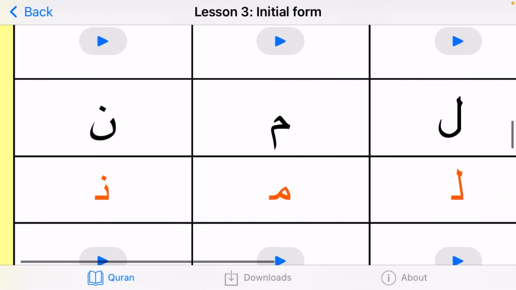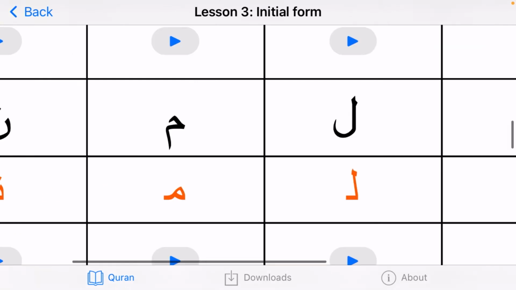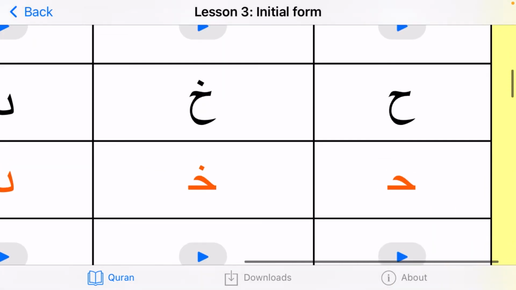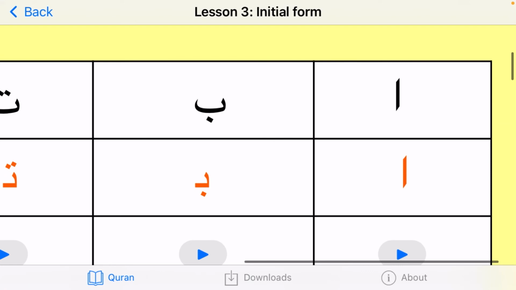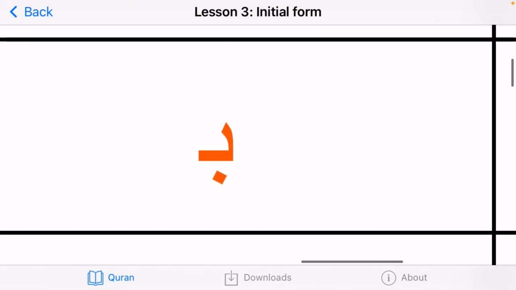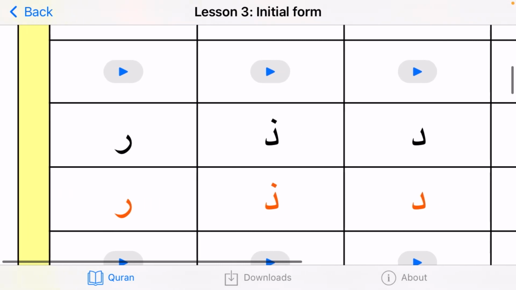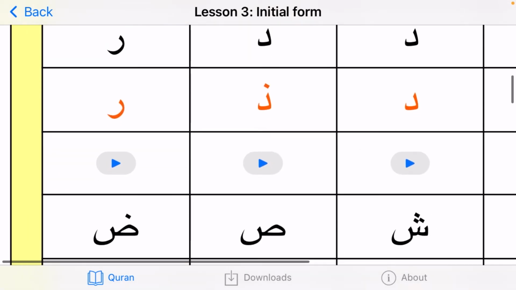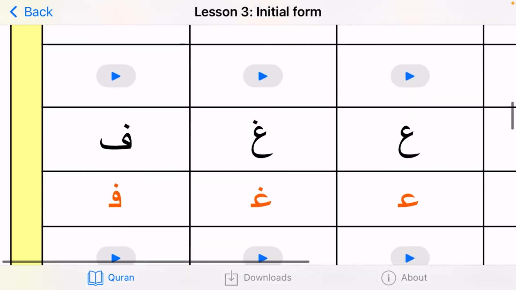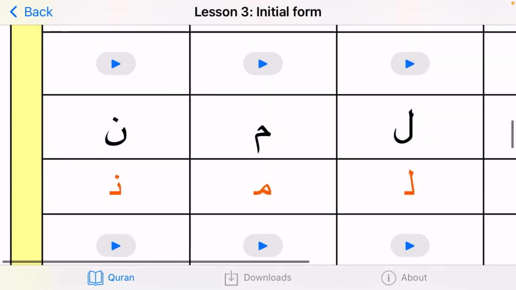Mim and noon. As we mentioned, noon looks like ba, ta and tha. They look the same in the initial form, in the middle, and in the end. The letter takes its original form, but noon, ba, ta and tha and ya as well, they all have this same shape. As you can see here, they all have that shape, ba, noon and ya and tha and ta. So let's pay attention to that.